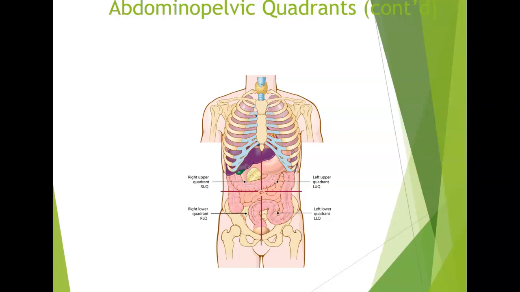So here in the right upper quadrant, this is where our liver and gallbladder are going to be located. Our left upper quadrant is going to be our pancreas. And so if somebody comes in and says they have right upper quadrant pain, the physician is going to document that they have right upper quadrant pain. So we need to be aware of where that's located. Okay.